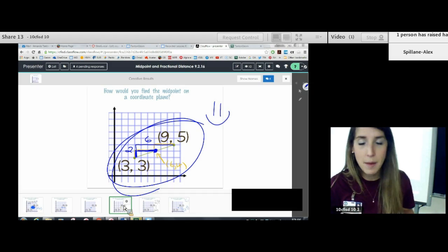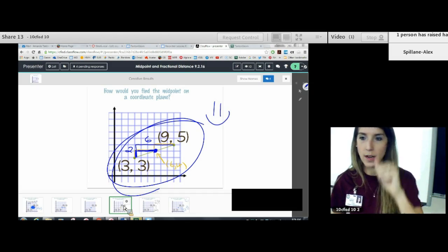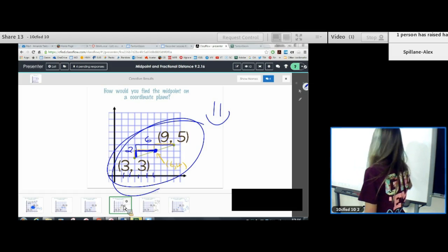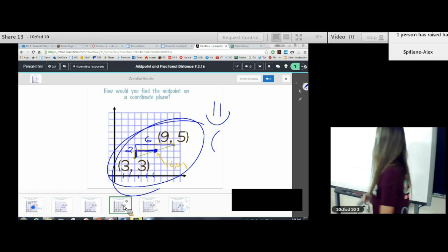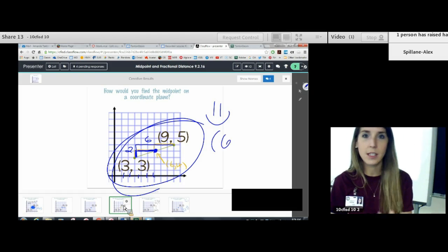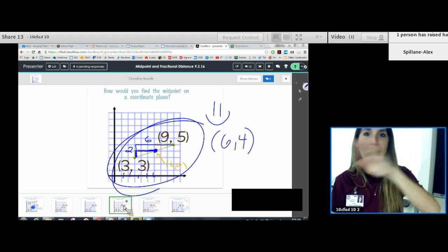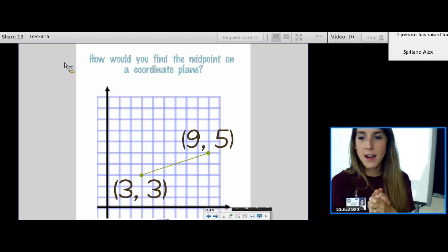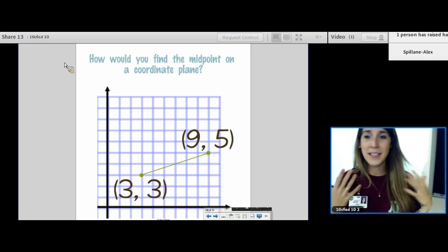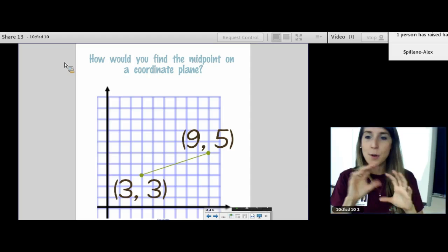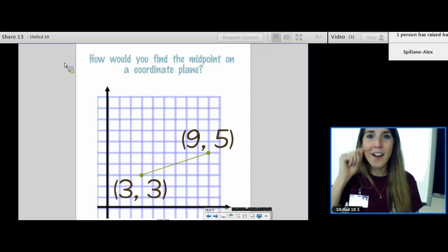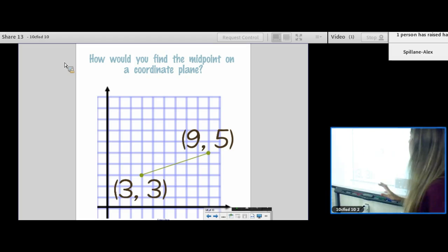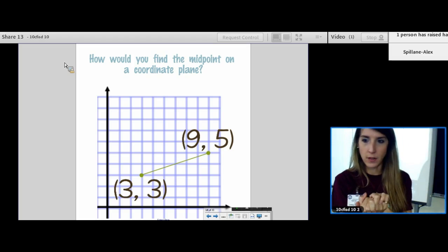Now that I have my midpoint, I have to actually see what the coordinates are. It's over 6 and up 4. So yes, the answer was 6, 4. Counting the slope and going halfway up and halfway over is one way to do it. Let's talk about another way to do it. Because what if this is on a huge coordinate plane and those coordinates are in the thousands? And you're not going to sit there and literally count every block, right? So let's talk numerically about how we're going to do this.